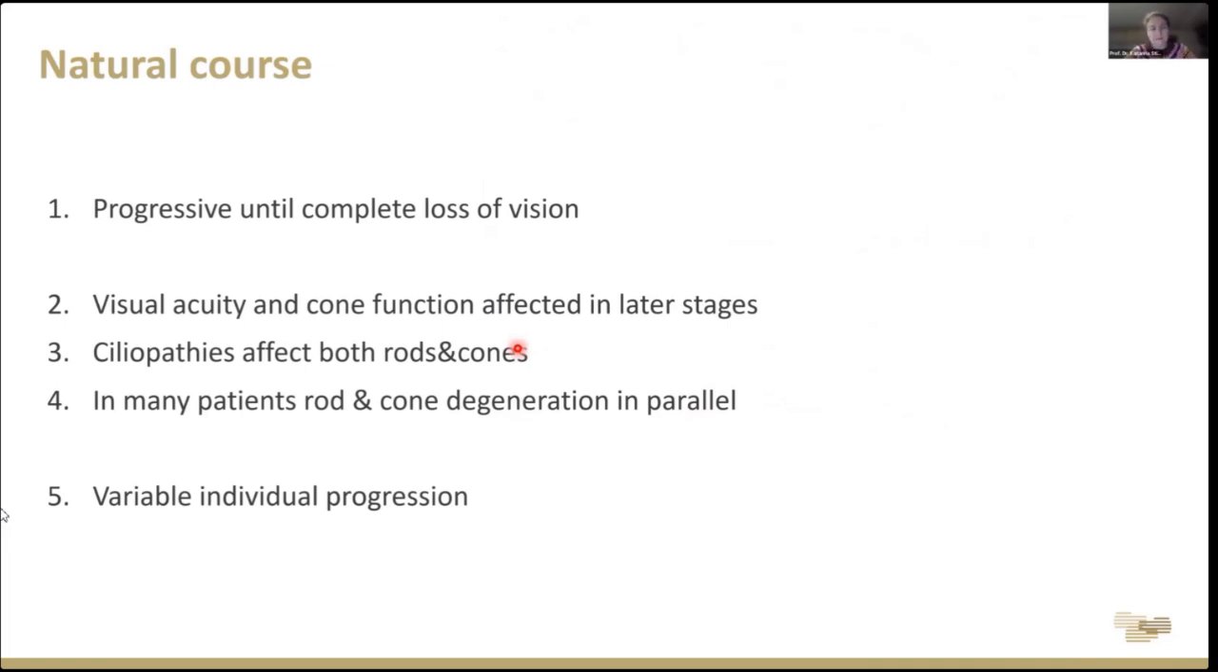The natural course is progressive, the complete loss of vision can follow depending on the genotype, but surely also depending on exogenic factors in middle age or later. And typically visual acuity and cone function are affected rather later, although Usher syndromes being ciliopathies, they affect both cones and rods, so that in many patients this degeneration is in parallel, not typical like in other genes, first a complete rod disorder and then following cone. This can be very different in individual patients, even inside of families.